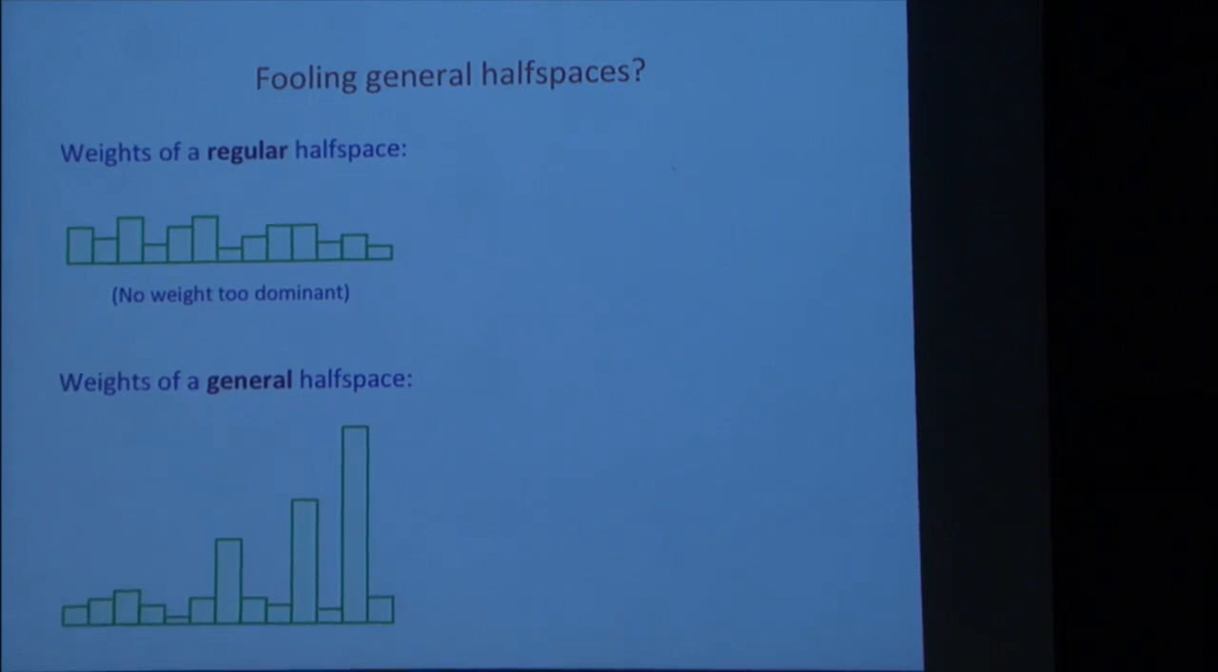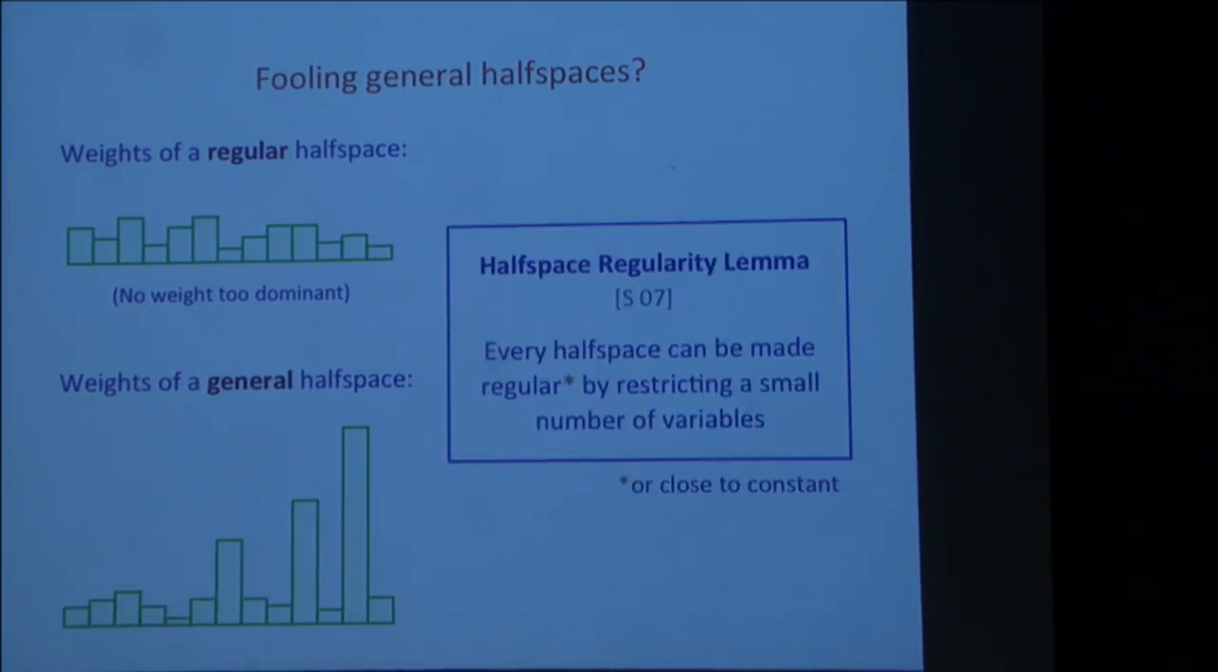How would you do this kind of thing? How would you get around this regularity condition? So again, a regular half space looks like this. No weight is too large. Okay, a general half space might have some very large weights compared with the overall scale of things. The basic approach they take to handling general half spaces is by reducing to the case of regular half spaces using a half space regularity lemma.